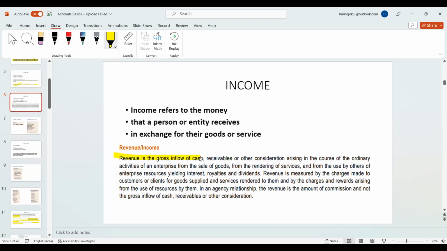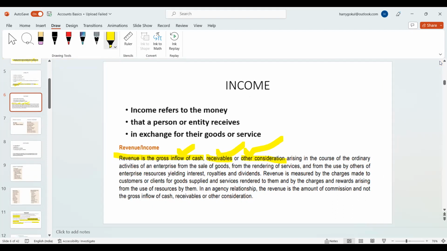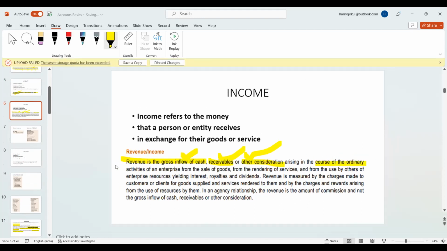Revenue is a gross inflow of cash. If I sold a product, I received cash, it's your revenue, sales. If I sold a product on credit, it is a receivable. Or other consideration: I sold a product in exchange for some other thing, for example the barter system. Then it will come under other consideration arising in the course of ordinary activity, not an extraordinary or exceptional item. It's an ordinary activity of the enterprise.